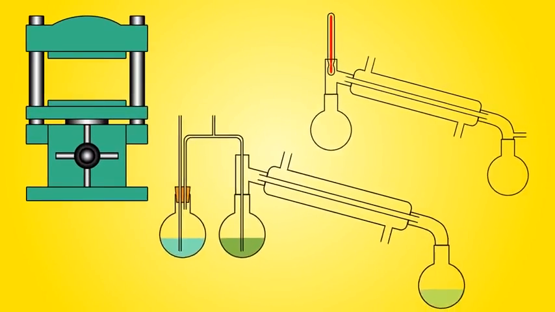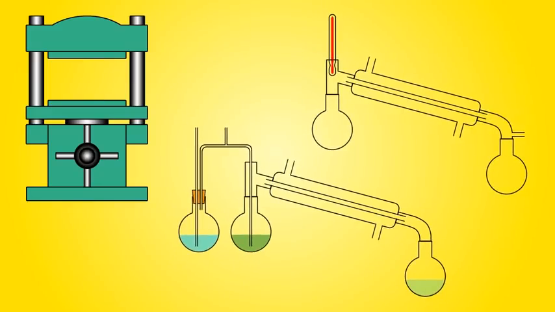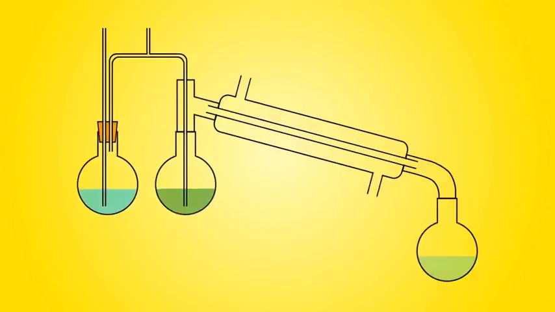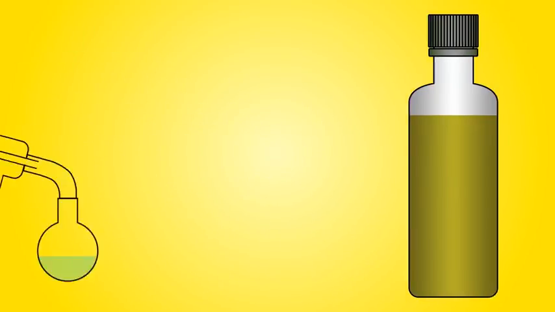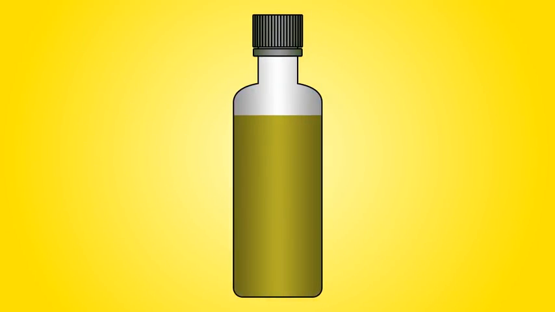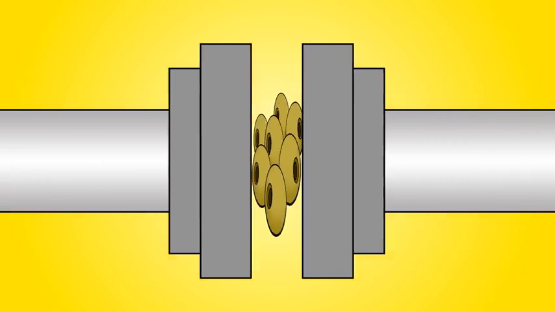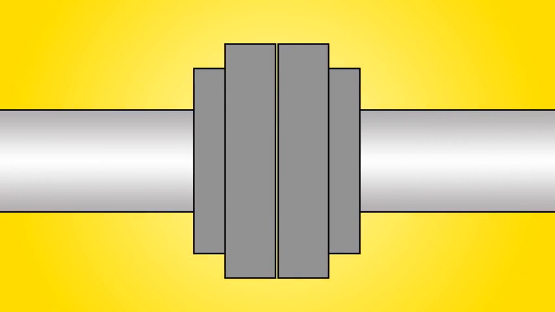There are a few key methods to extract plant oils: mechanical extraction, distillation, and steam distillation. Olive oil is obtained from olives by mechanical extraction. This method is also known as cold pressing. The olives are crushed and pressed to squeeze all the oil out.